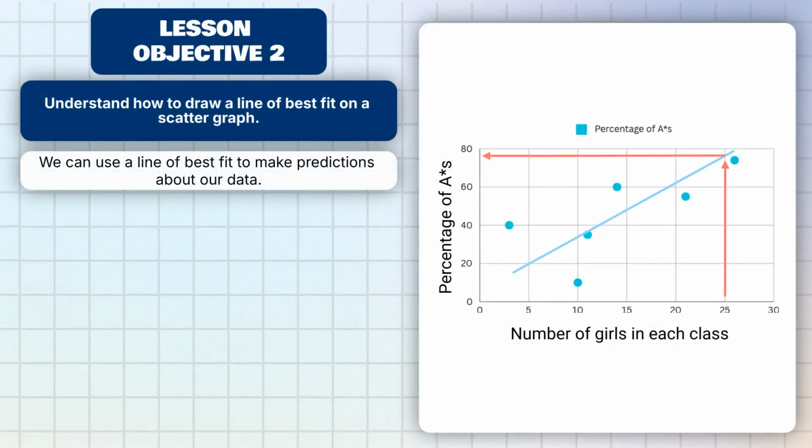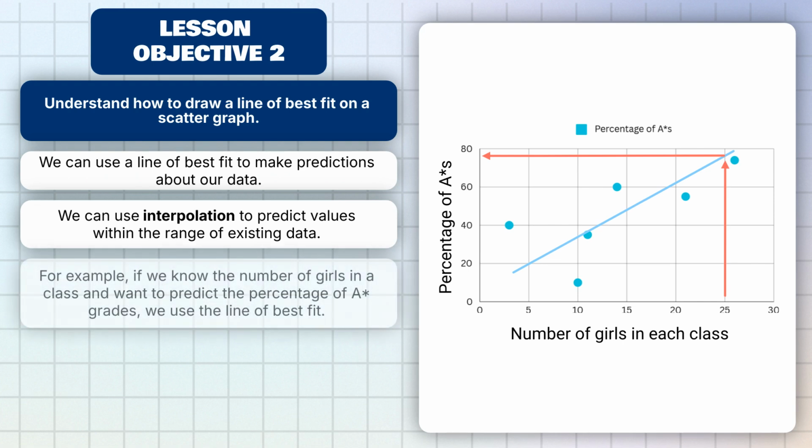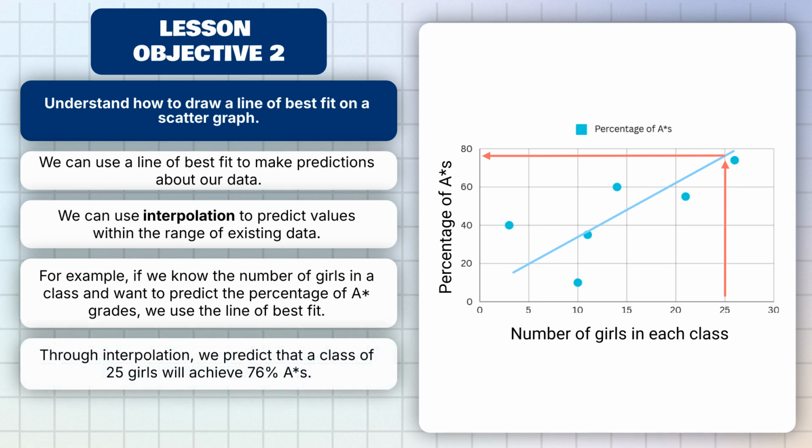Now let's try using the line of best fit for predictions. Once we have the line of best fit, we can use it to make predictions about our data. We can use interpolation if we're predicting a value within the range of our existing data. To do this, we draw a line from the value on the x-axis up to the line of best fit, then across to the y-axis, or vice versa. For example, if we know the number of girls in a class and want to predict the percentage of A-star grades, we use the line of best fit. Through interpolation, we predict that a class of 25 girls will achieve 76% A-stars.